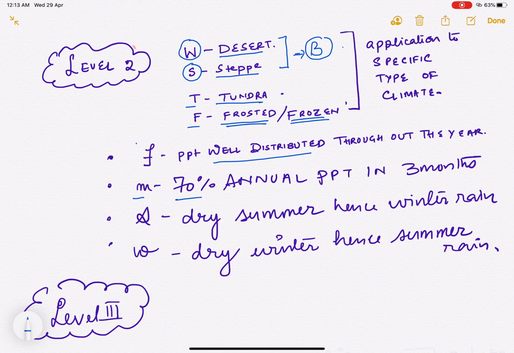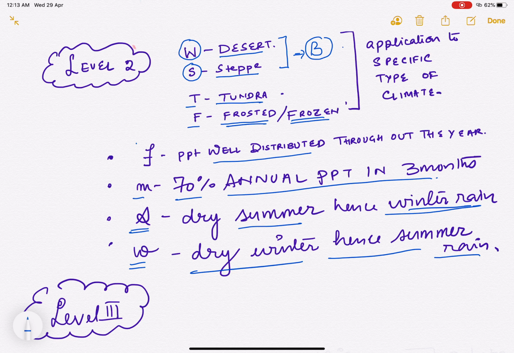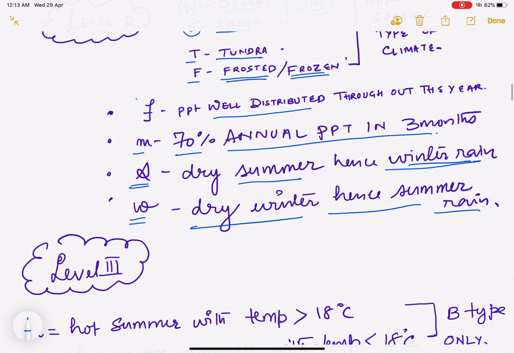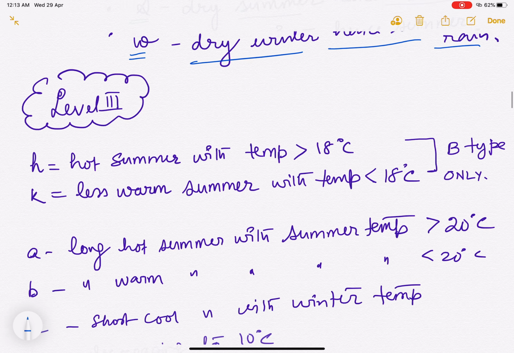M means 70% of the annual precipitation in 3 months. S means dry summer but winter rain. W means dry winter, hence summer rain. See, this is the thing that you have to understand. Let's go step by step, and by the time you'll understand it.